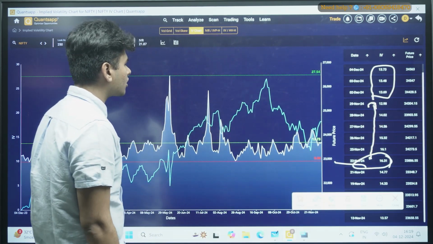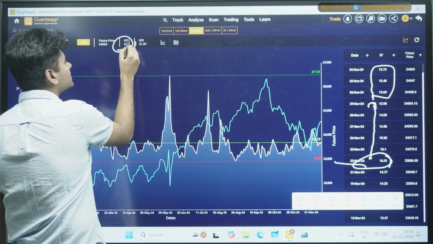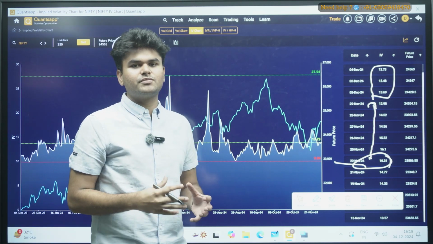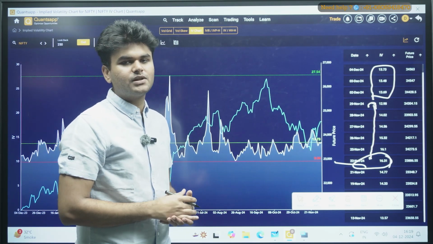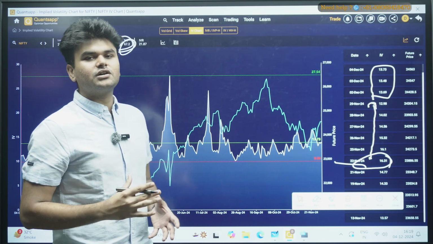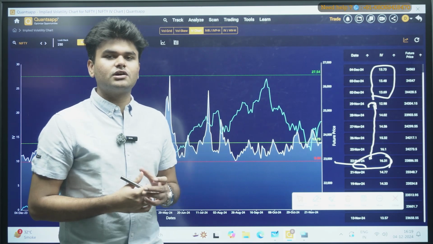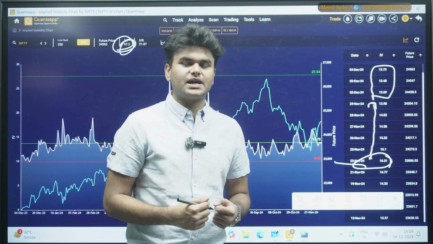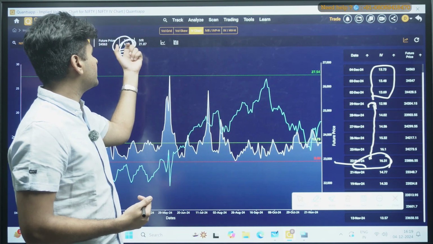If we talk about IVP, it suggests that IVs are a little high, so the premiums are a little more expensive than normal. So if you are going for a longer term, or holding a trade, you can initiate selling heavy strategies, because the premiums are a little expensive.